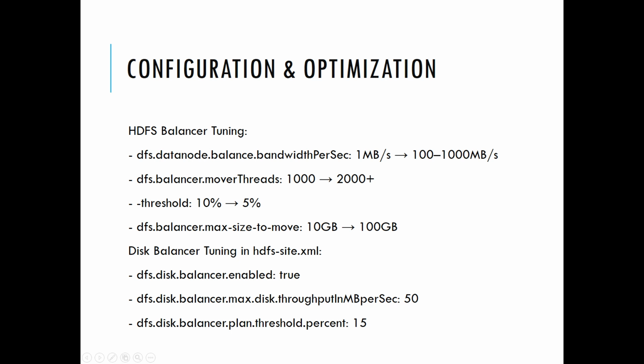For the Disk Balancer, edit the hdfs-site.xml configuration. Enable the feature using dfs.disk.balancer.enabled. Control throughput using dfs.disk.balancer.max.disk.throughputInMBperSec. Adjust the threshold with dfs.disk.balancer.plan.threshold.percent.